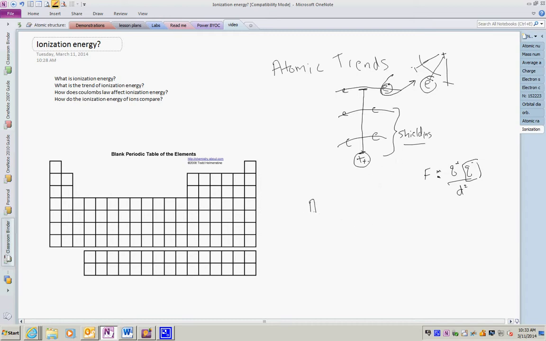It is the amount of energy needed to remove an electron.